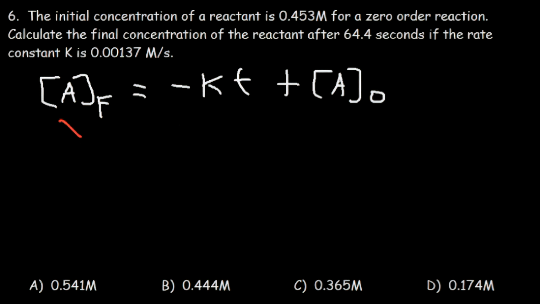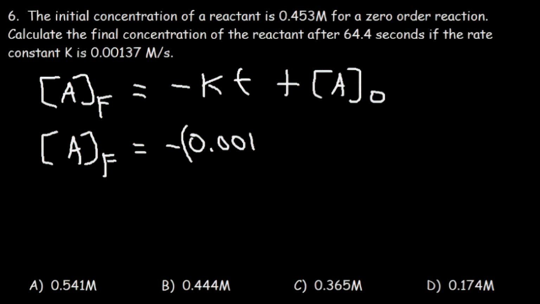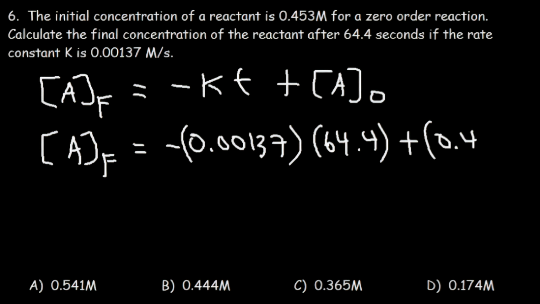So now all we need to do is plug in the information into this formula, and solve for the missing variable. So what are we looking for in this problem? This question says calculate the final concentration. So we're looking for A final. k is given to us. It's positive 0.00137, but there's a negative sign in front of it. And the time is 64.4 seconds. And the initial concentration is 0.453.